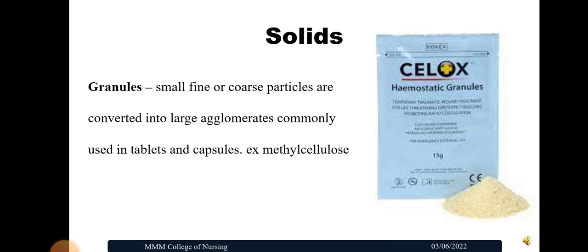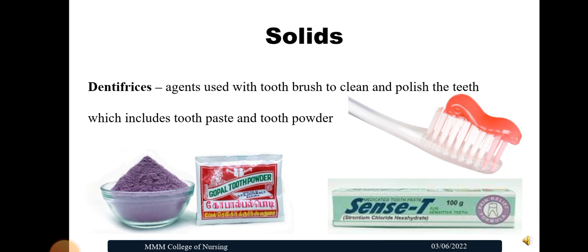Granules are a type of solid medication. Granules are small, fine or coarse particles converted into larger agglomerates, commonly used in tablets and capsules. Example, methylcellulose. Dentifrices. Dentifrices are the agents used with a toothbrush to clean and polish the teeth, which include toothpaste and tooth powders. Medicated toothpastes are available, which help to treat sensitive teeth and also to treat gum conditions.